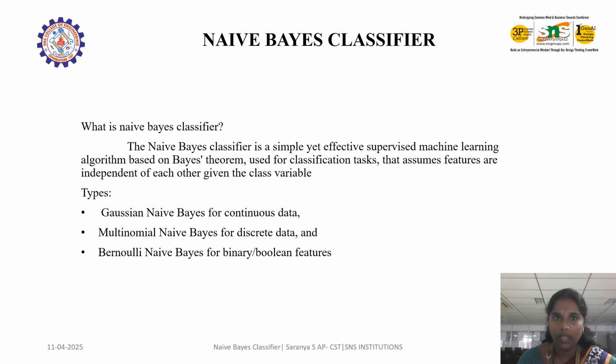The Naive Bayes classifier is one of the simplest and most effective classification algorithms, which helps in building fast machine learning models that can make quick predictions. Then, types of Naive Bayes classifier. The first one is Gaussian Naive Bayes for continuous data. The second one is Multinomial Naive Bayes for discrete data, and the third one is Bernoulli Naive Bayes for binary or Boolean features.